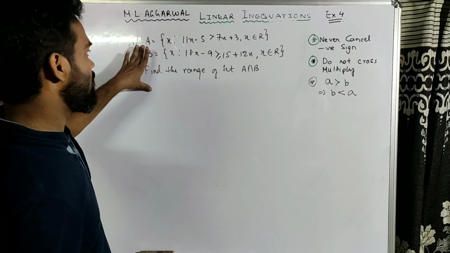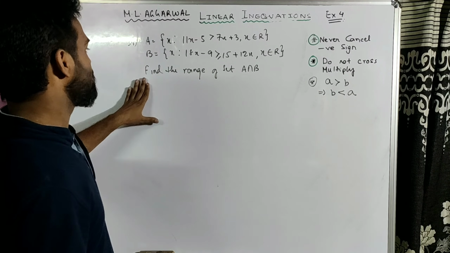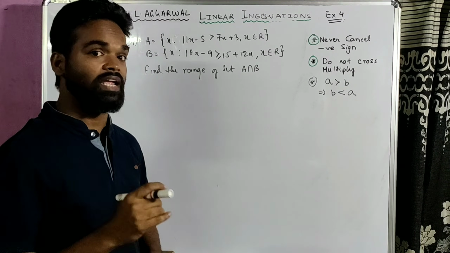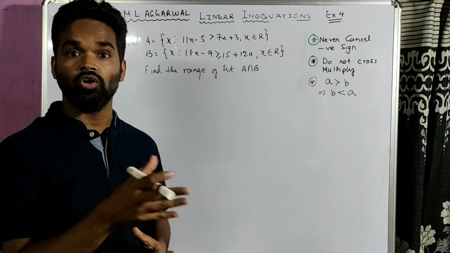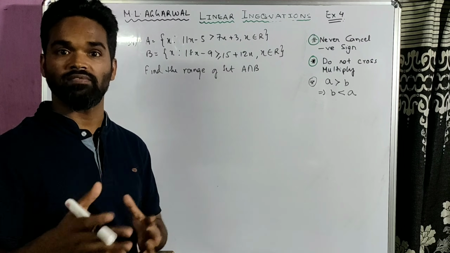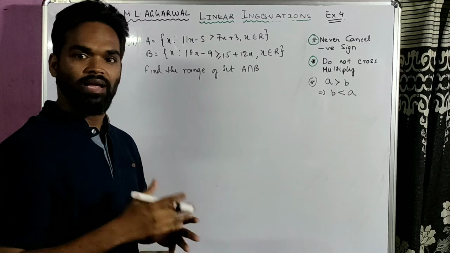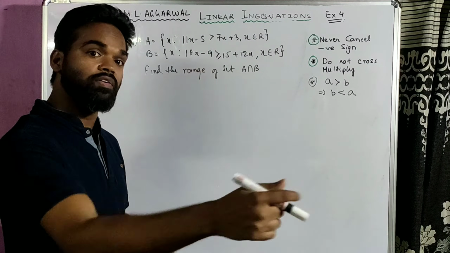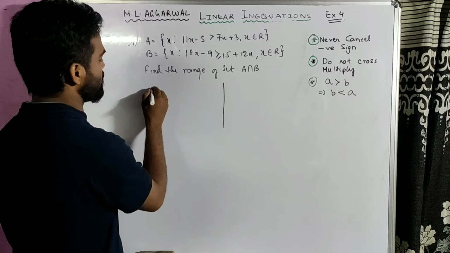Now look at this sum. Interesting. A is a replacement set they've given. B is a replacement set. They've asked to find the range of set A intersection B. Range over here means the solution set only, the outcome, the values of x which we get from the replacement set. Replacement set is your domain, and the answers which we get is your range. Now look over here. We'll solve both the inequations and see what we are getting.